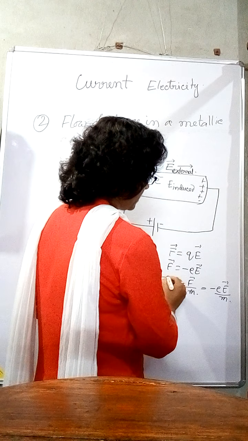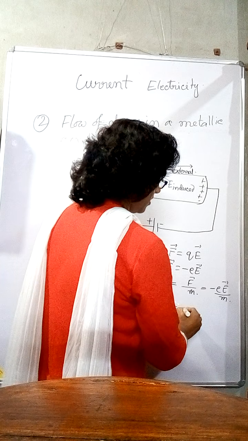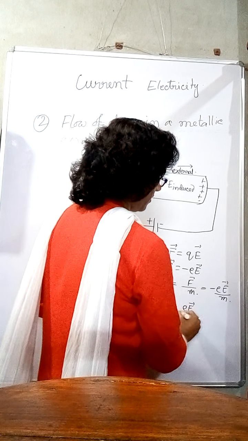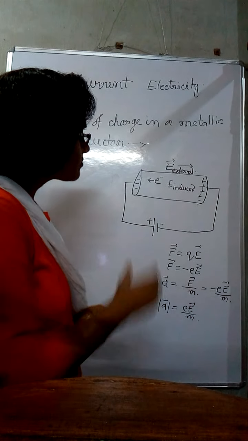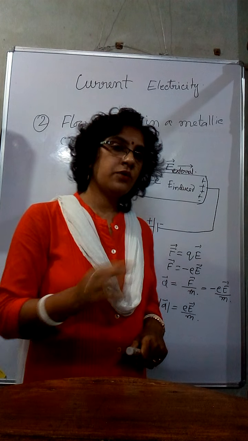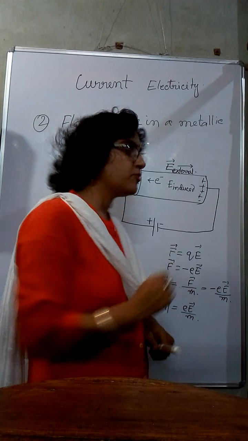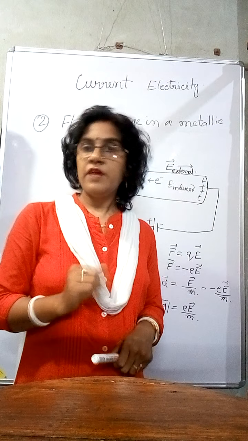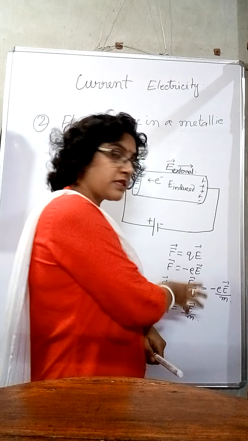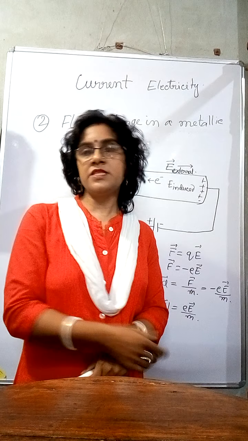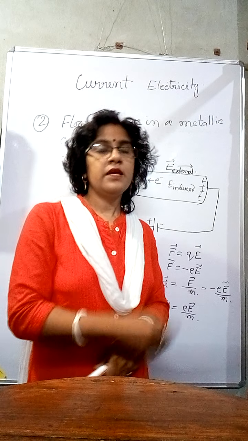Okay, if we consider the magnitude, then it will be eE by m. That is the acceleration of the electrons. Now, already in the discussion I told that the electrons are moving with a constant velocity, that is, no acceleration is there. Actually, the electrons can't move with that acceleration, because there will be a restriction in the motion of the charge. What will be the restriction?